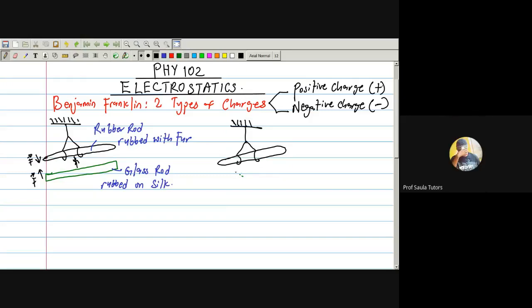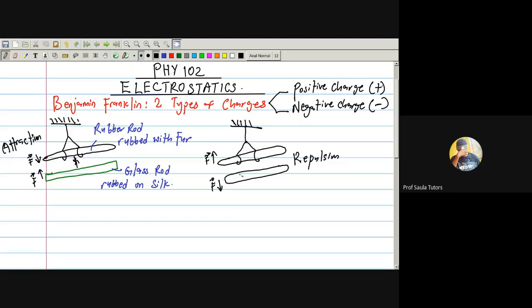Now, secondly, you see this glass rod that you have here. I will take another glass rod, exactly the same glass rod that has been rubbed with the same silk. You observe that these two will repel each other. Here there's repulsion, while in the other one there's attraction.